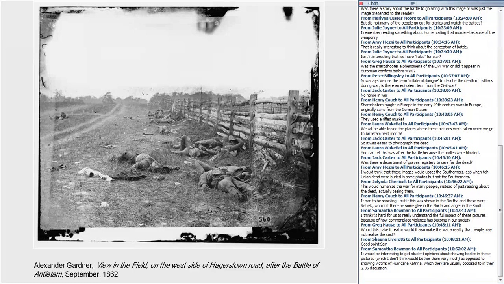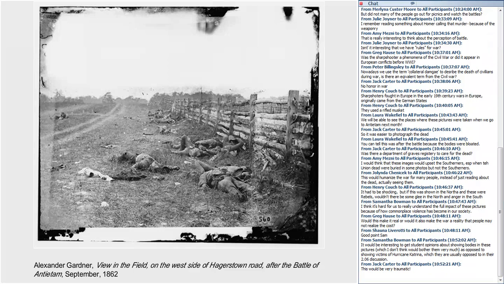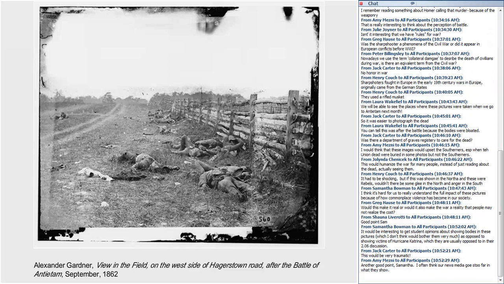Samantha Bowman makes an interesting point. She writes, it would be interesting to get students thinking about showing bodies in these pictures, which I don't think would bother them very much, as opposed to showing them victims of Hurricane Katrina, which they are usually opposed to in classroom discussion. I don't have time to explore that now, but it does show, I think, that we are accustomed to war photographs. Other bodies in other contexts might be shocking to us, the way these shocked the 19th century eye.